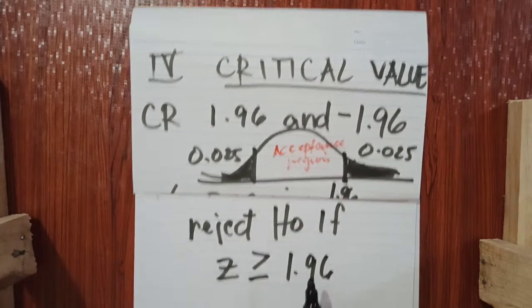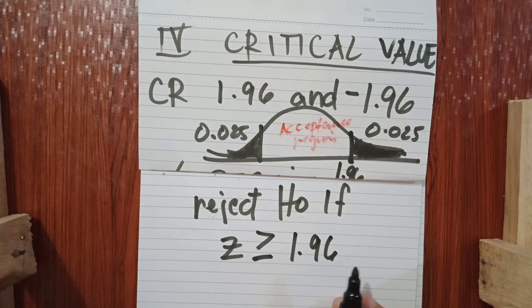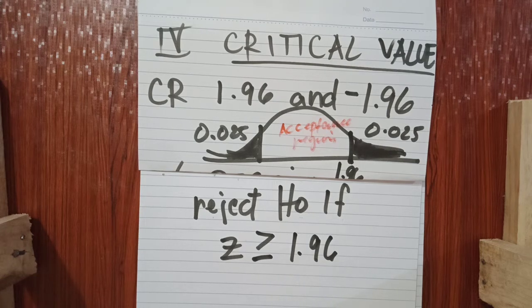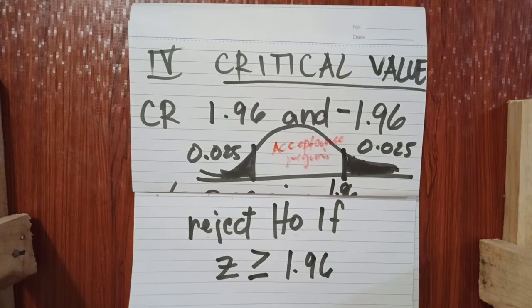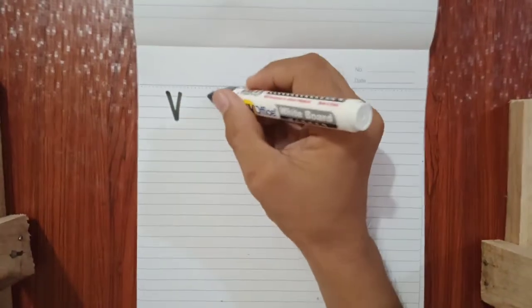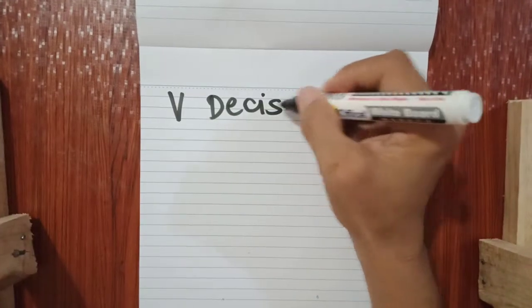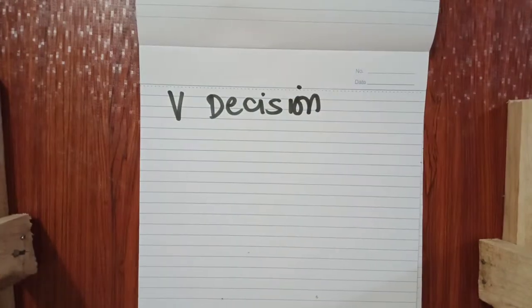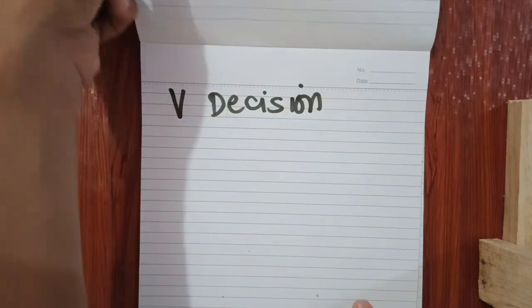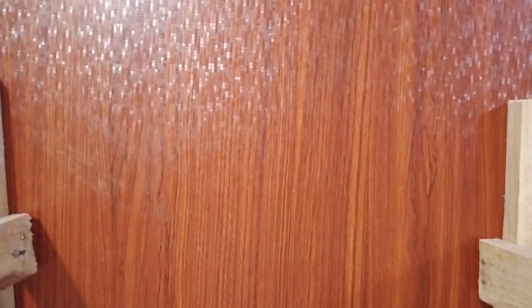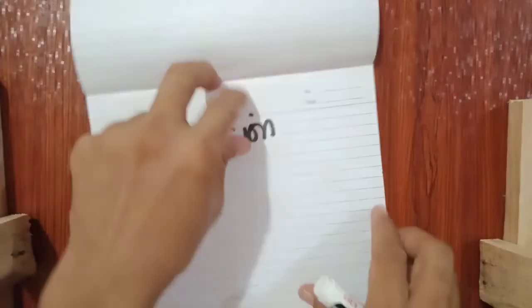So, doon sa ating step 5, magkakaroon na tayo ng decision. Okay, step 5. Ang decision natin, tignan natin yung nakuha nating value ng z. Yan. Okay. Tignan natin. Magde-decide tayo.